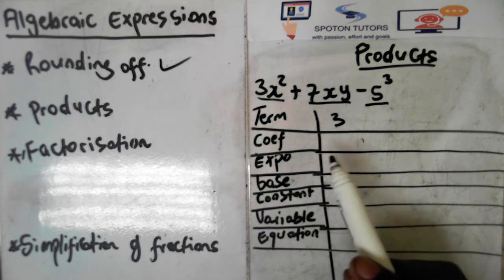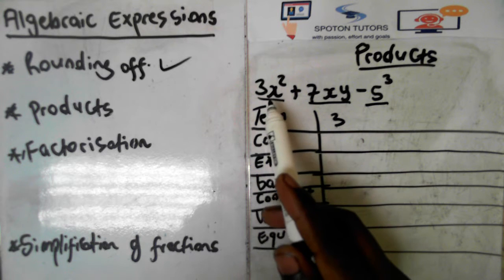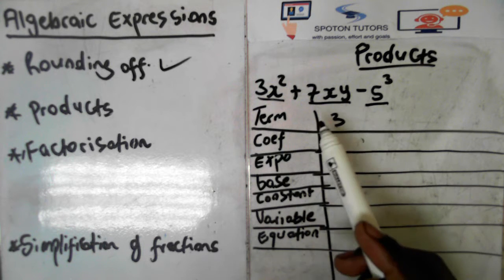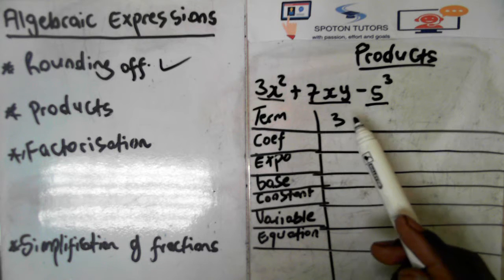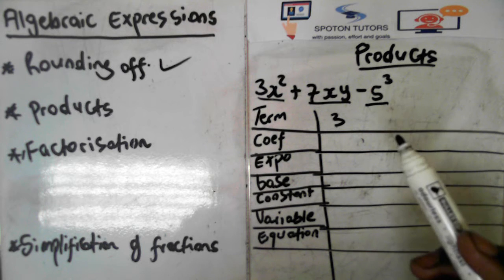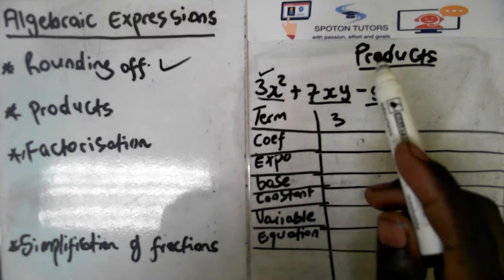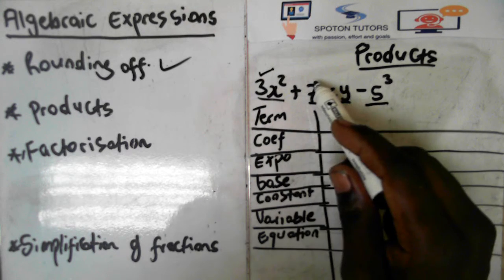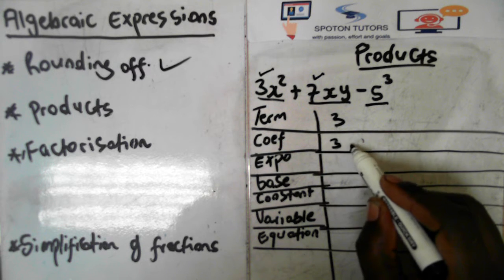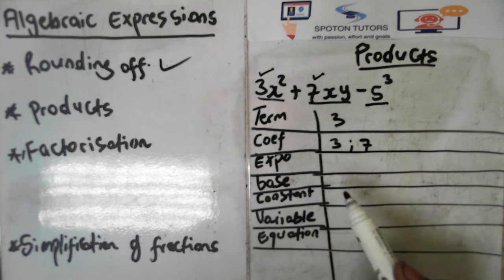The next thing we're going to do: what coefficients do we have here? The coefficient is the value or a digit in front of a variable. It could be in front or at the back, but it's that value which multiplies a variable. We have 3 as a coefficient multiplying a variable, and then 7 is a coefficient. So you've got 2 coefficients, and we can write them as 3, 7.